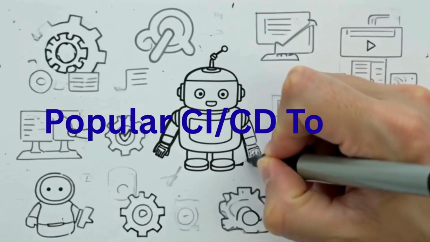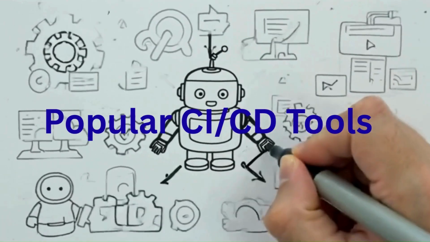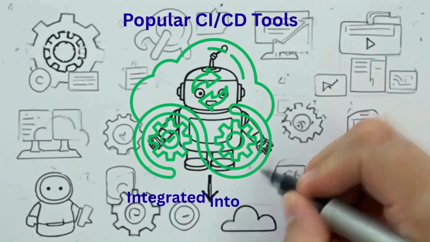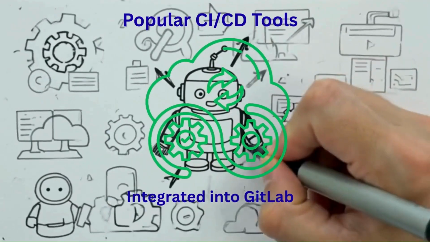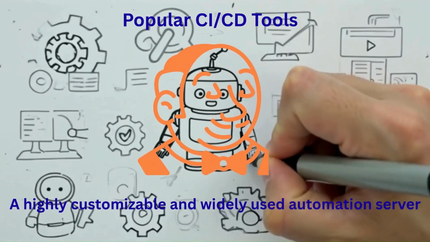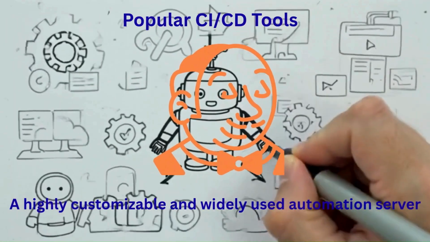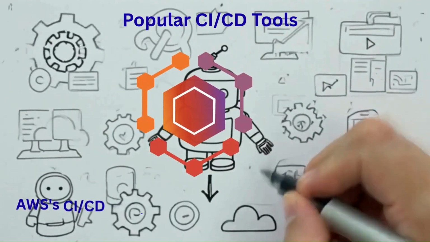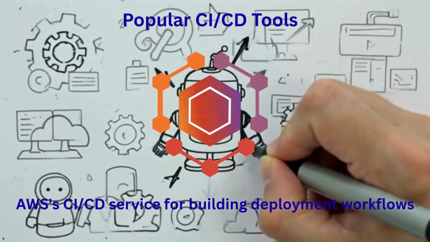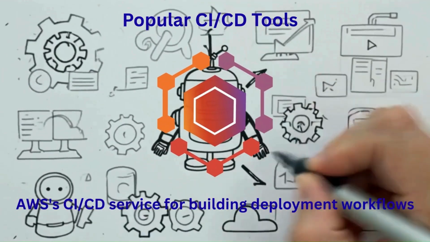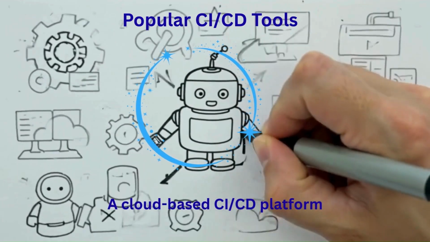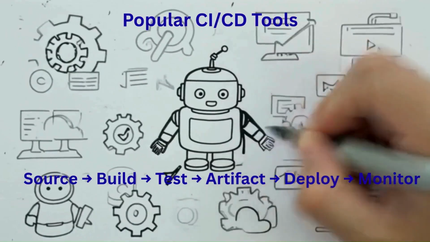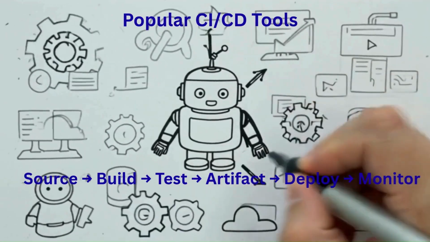Popular CI/CD tools. There are many CI/CD platforms. GitHub Actions, built directly into GitHub. GitLab CI/CD, integrated into GitLab. Jenkins, a highly customizable and widely used automation server. Azure DevOps Pipelines, popular in Microsoft and Azure environments. AWS CodePipeline, AWS CI/CD service for building deployment workflows. CircleCI, a cloud-based CI/CD platform. If you understand source, build, test, artifact, deploy, monitor.